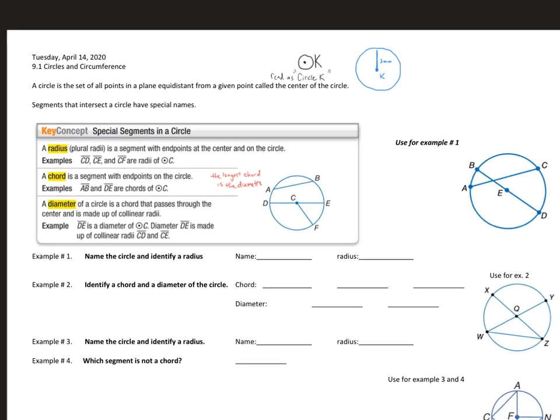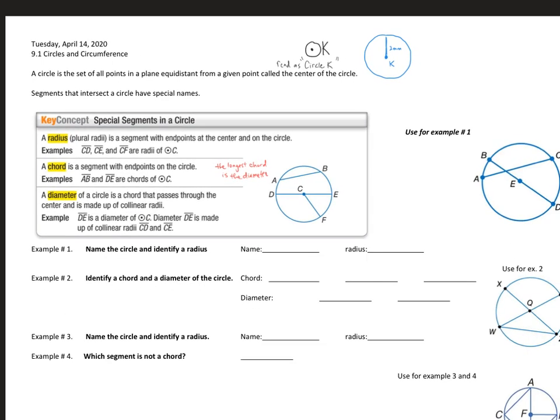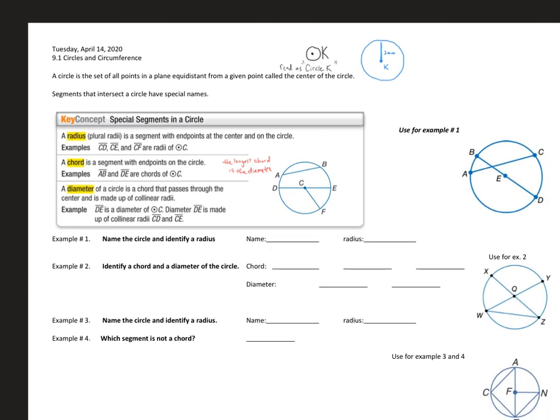Example number 1, you're going to have to look over here at circle E. It's kind of hidden over here to the top right, but here's example number 1. There's circle E. It says, name the circle and identify its radius. Well, I just named it. I just gave it to you. It is circle E. So I would just put circle E and the radius, and just identify a radius.